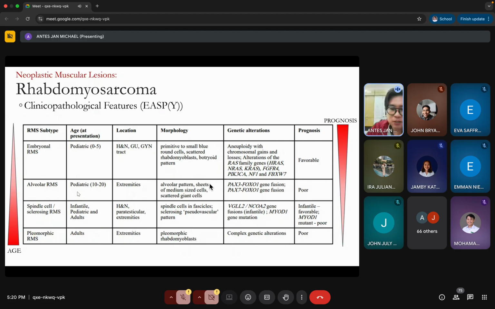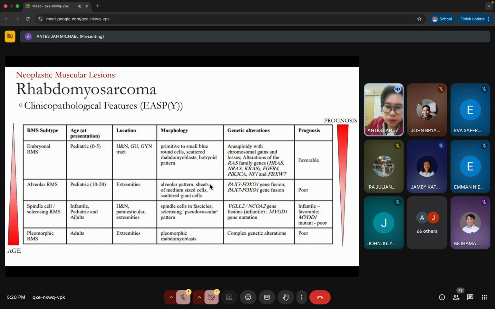So embryonal is mostly seen on pediatric, 0 to 5 years old. Alveolar, still pediatric, but 10 to 20. Spindle is more of a mix. Okay, the range is wide. Pleomorphic is purely adults.